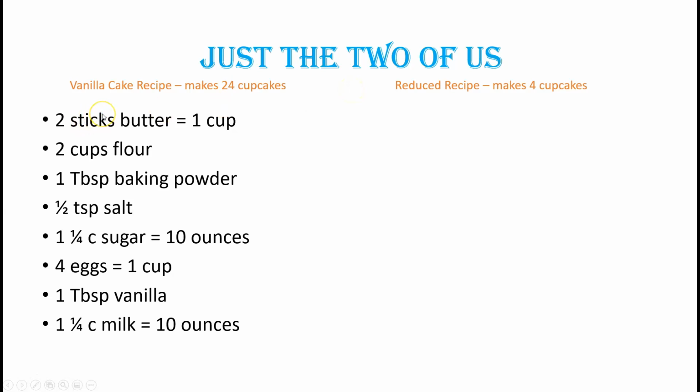Not an easy number to divide by sometimes. I could have divided by 4 and had 6 cupcakes, but I don't need 3 cupcakes. 2 is plenty. So, I have 2 sticks of butter that I need to divide by 6. Well, I look at this and I say, 2 sticks of butter is equal to 1 cup of butter. So that means I just need 1 cup divided by 6. It's 1/6 of a cup of butter.